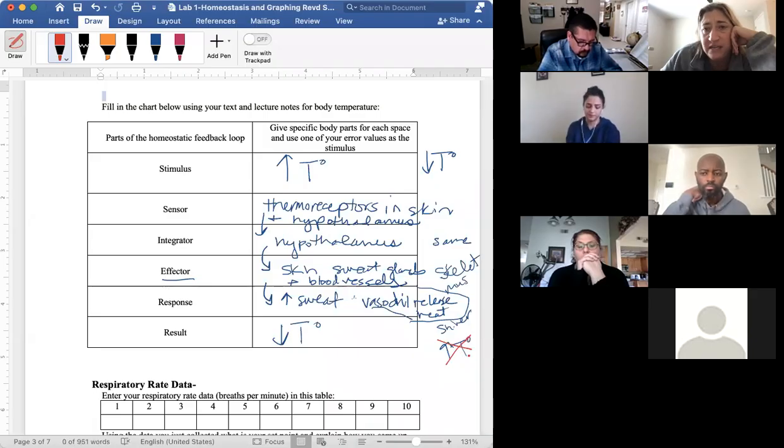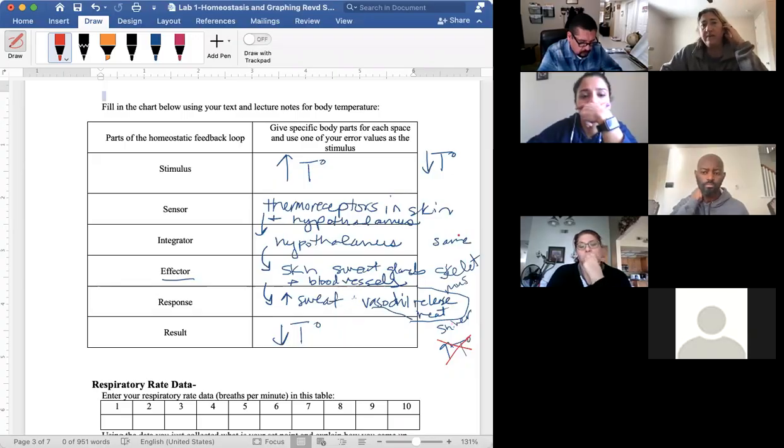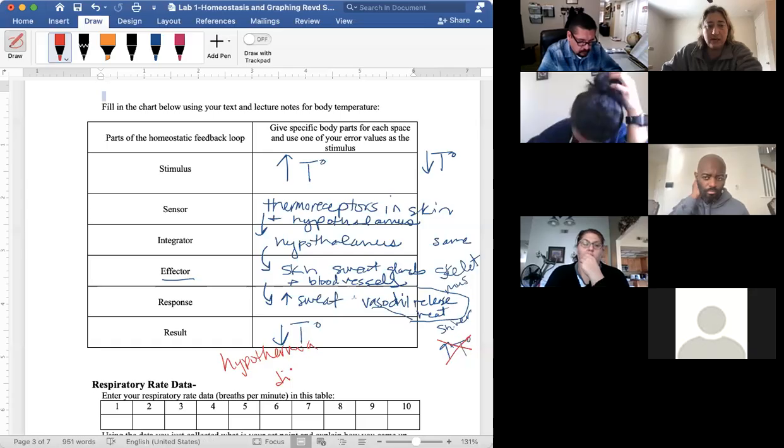What does it mean for a disturbance? A disturbance means you can't get back to your set point. Body temperature dropped, and regardless of how much you're shivering, how much heat you're generating, body temperature is still low. So that's a disturbance. Instead of filling out the feedback loop like that, you would just mark it as a disturbance. Hypothermia is a disturbance because why? How would you say that?